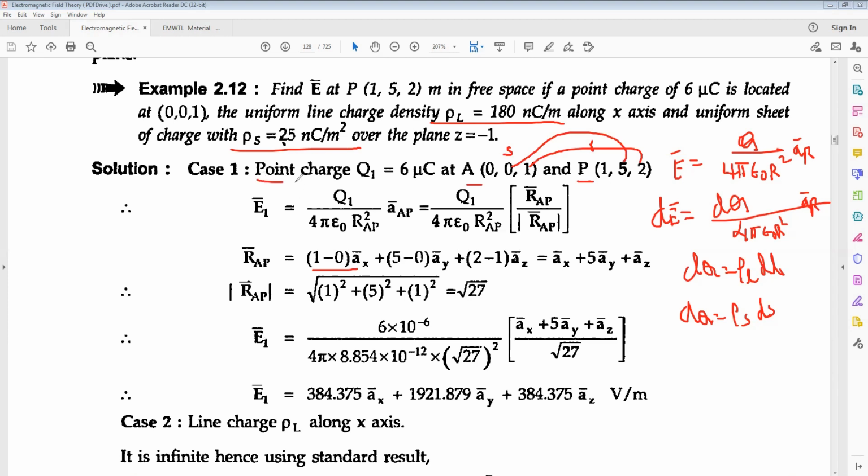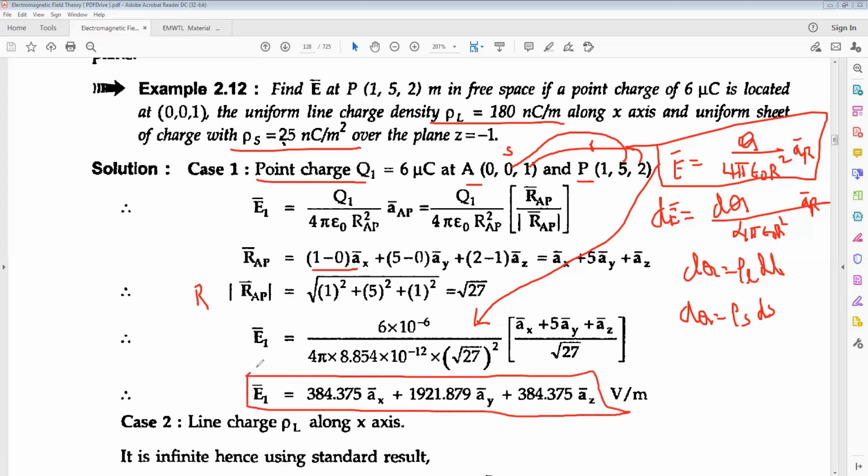So E bar at the point charge is 6 into 10 power of minus 4, and you can substitute using this expression here: 4 pi epsilon naught into R square, under root of 27 whole square. This is the R magnitude, and in the AR bar also you get root 27, nothing but 27 to the power 3 by 2. Understood? Simplify the function and write the AX bar, AY bar, and AZ bar coefficients. You'll get the electric field intensity at the point charge.